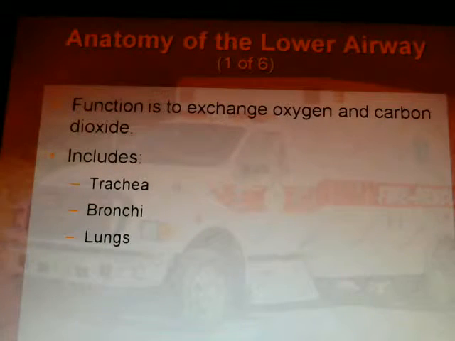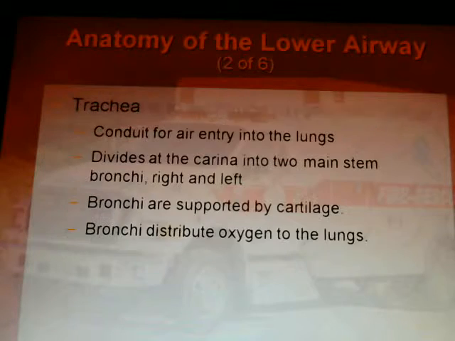The function of the lower airway is to exchange oxygen and carbon dioxide. This is going to include your trachea, your bronchi, and your lungs. Trachea is the conduit for air to enter into the lungs. It divides at the carina into two main stem bronchi, right and left. Your bronchi are supported by cartilage. Your bronchi distribute oxygen to the lungs.